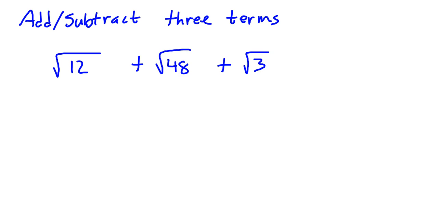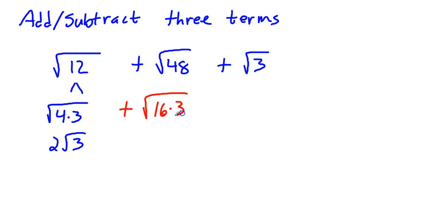Okay, 12. Again, this one's square root of 3 at the end, so kind of giving you a hint that maybe we can try 3, see what we can get out of it. With 12, that is 4 times 3. Square root of 4 is a perfect number, so that's 2 square root of 3. Okay, with 48. Again, let's go ahead and try the 3. 16 times 3. Square root of 16 is 4. And again, you already had the square root of 3 that was here.